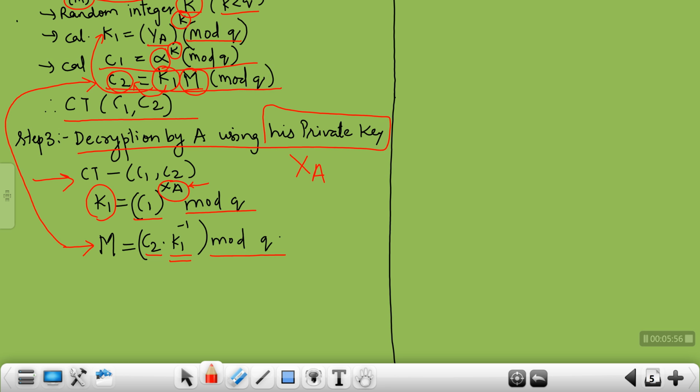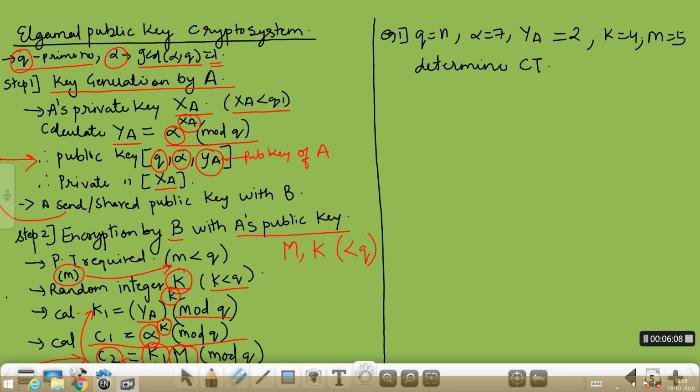Using these formulas, we will solve one problem, so that we can find out the answer. We will take down one problem and solve it using the same algorithm. Now this is a different type of problem, where the value of Q is given to you as 11, the value of alpha is 7, the value of Y is already given to you as 2, so you don't need to calculate Y, the K value is 4, and the M value is 5. M is the plain text, and you are told to determine only the ciphertext. So in this problem we will determine only the ciphertext.